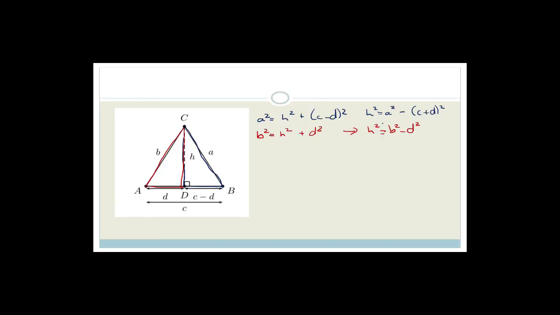Do you agree that we've got two equations here, both equal to h squared? So therefore, I can equate these two. I've got a squared minus (c minus d) squared is equal to b squared minus d squared. So now I'm going to multiply out this bracket. I've got a squared minus c squared plus 2cd minus d squared is equal to b squared minus d squared. Because I've got two minus d squareds, they cancel. Now if we were to solve this for a squared, that's an a, it is equal to b squared plus c squared plus 2cd.